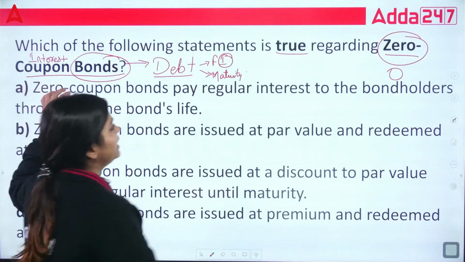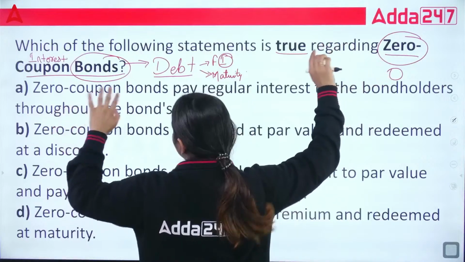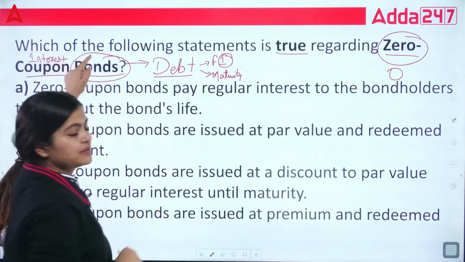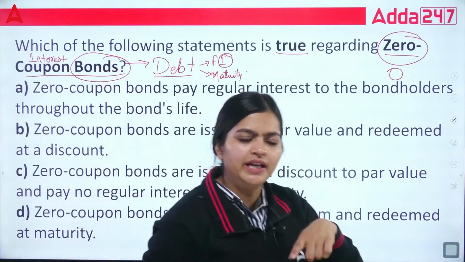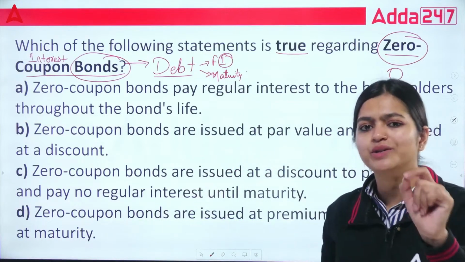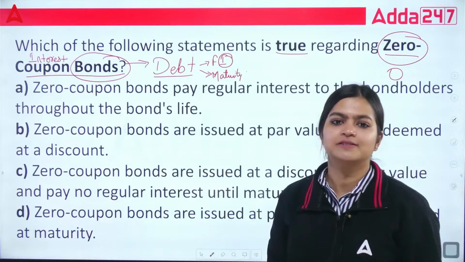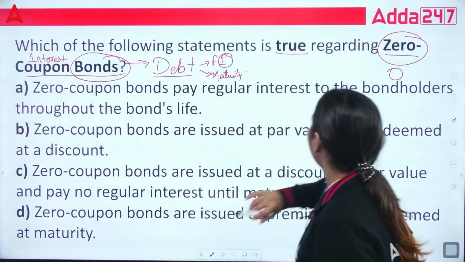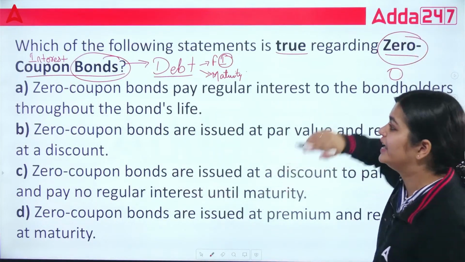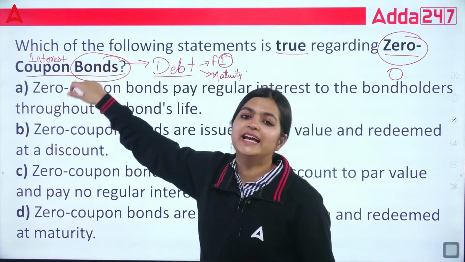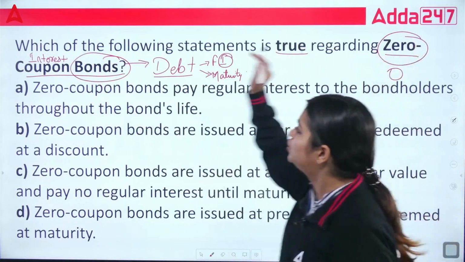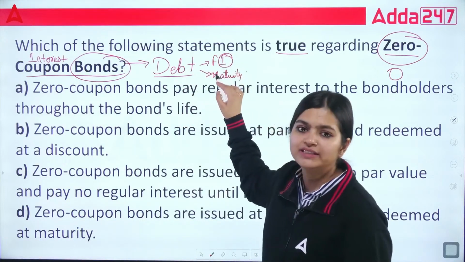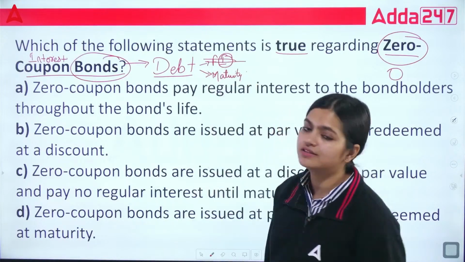But if you read now the full name of the bond, that is zero coupon bonds, it means zero interest bonds. So in this we are not at all going to receive any interest. I hope now you understood. Coupon means interest only. So in case you are not receiving any interest on the bonds, then it is known as zero coupon bonds. Means in this, we are not going to receive any fixed interest.